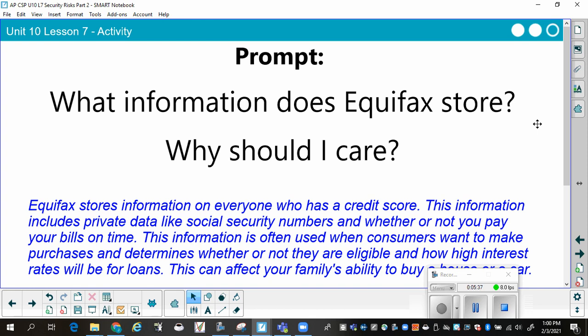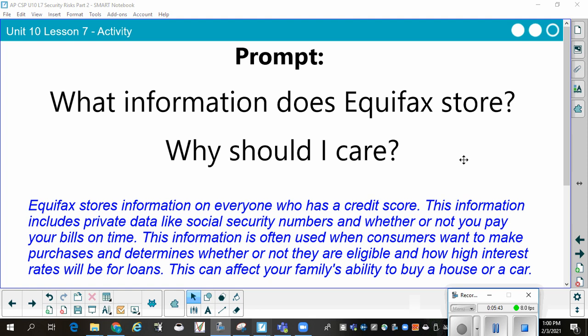Equifax stores information on everyone who has a credit score, which is pretty much anybody who's an adult. This information includes private data like Social Security numbers and whether or not you pay your bills on time. This information is often used when consumers want to make purchases and determines whether or not they are eligible and how high interest rates will be for loans. This can affect your family's ability to buy a house or a car or anything else that you may want to borrow money for.